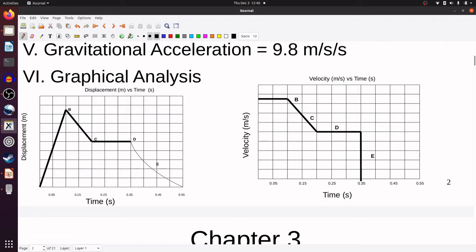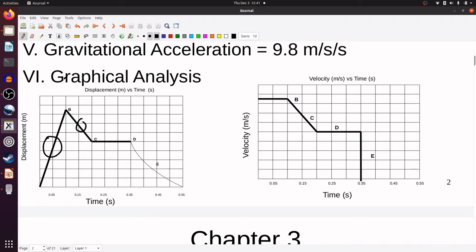Moving on to the pictures here. On the left, we have displacement versus time. On the right, we have velocity versus time. In a couple of instances, in this section right here and in this section right here, we have a case where we are moving at a constant velocity going up, and here we have a constant velocity going down.